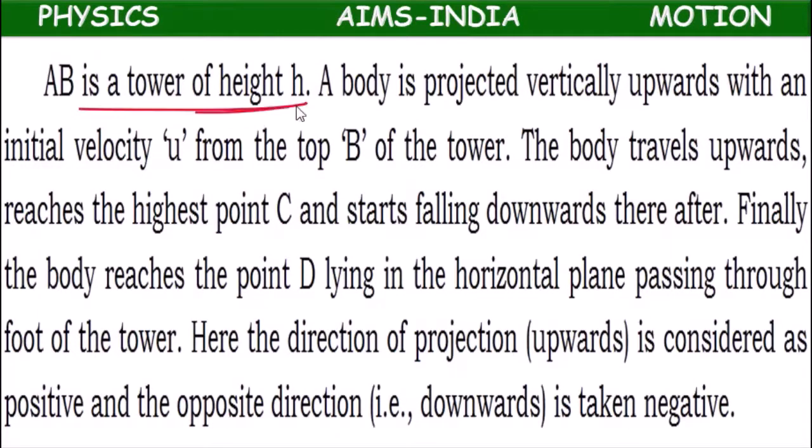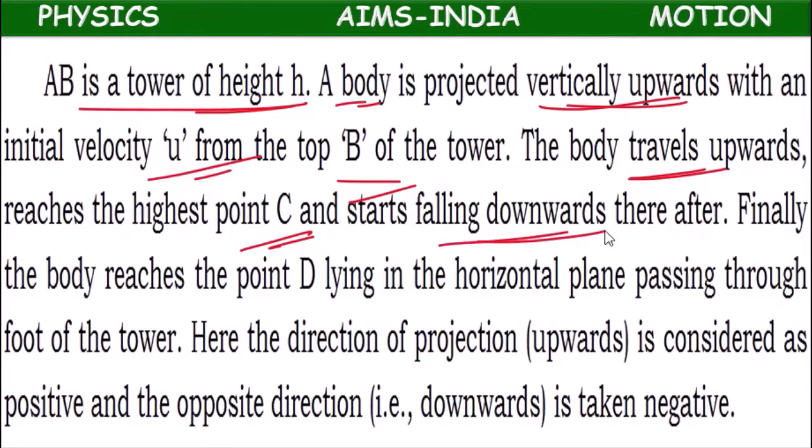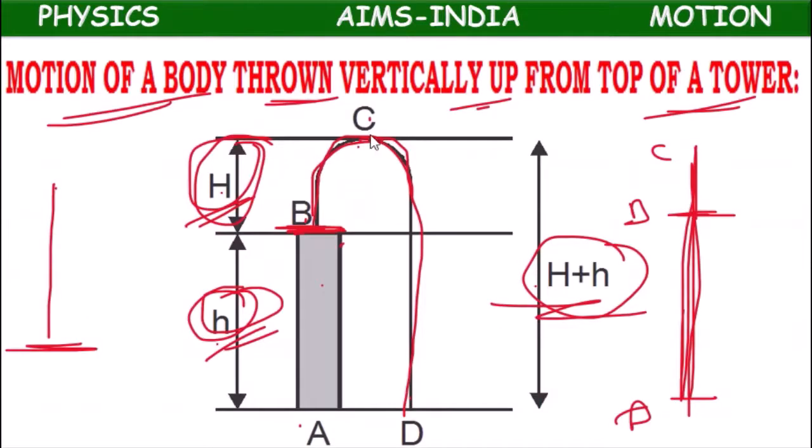AB is the tower height. A body is projected upwards with the initial velocity u from the top B of the tower. The body travels upwards, reaches point C, and starts falling down from there. Why is it falling down from C? Because the velocity is becoming 0. While throwing from B we have velocity u, but at C the velocity becomes 0.